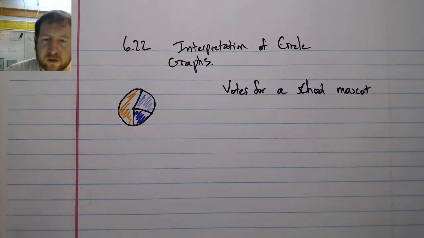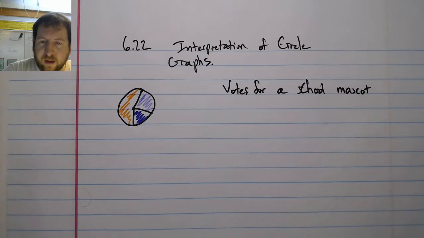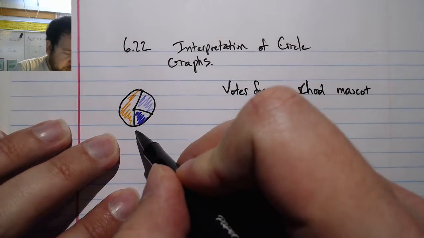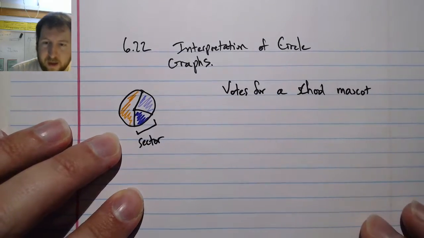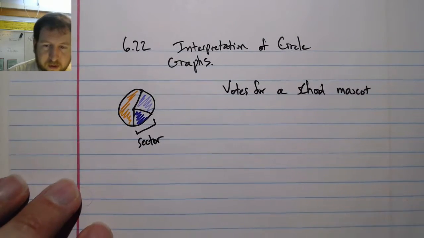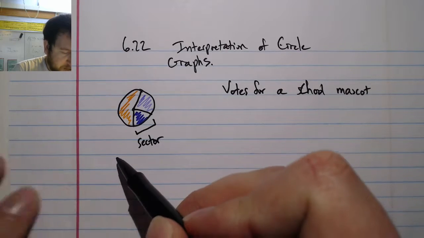I guess first we should talk about some terms. One thing is that this section right here, we're going to call this a sector. And the entire thing we're going to be calling a circle graph or a pie chart.